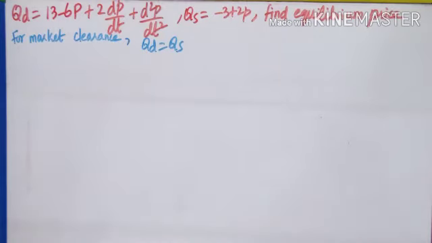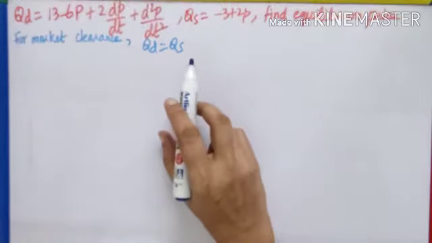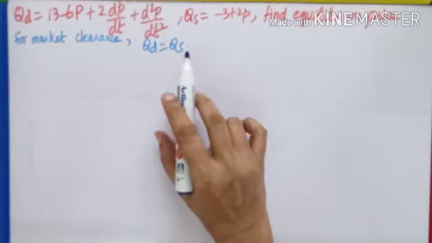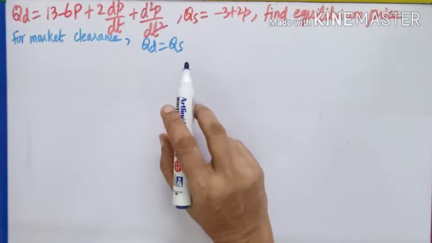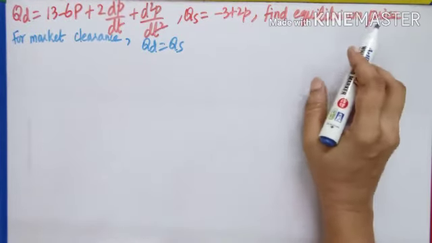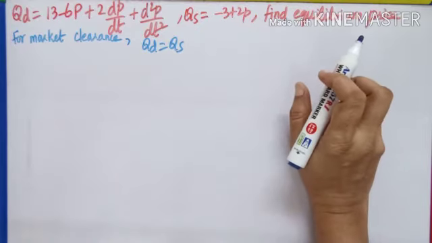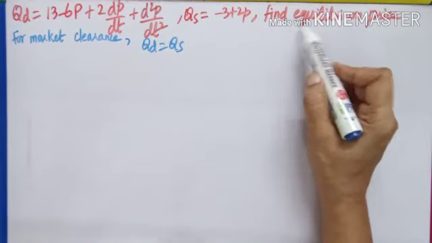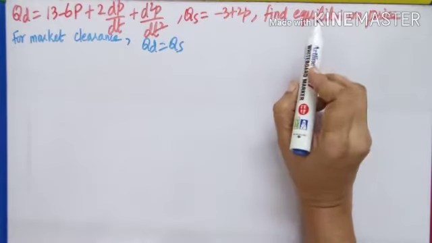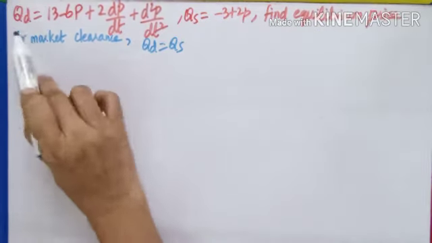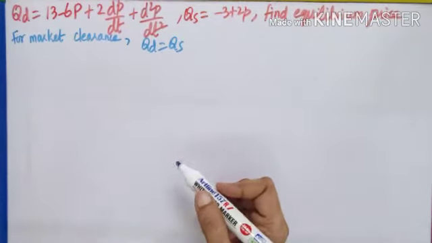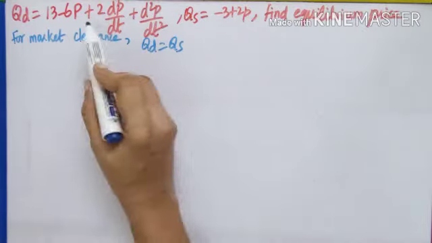Question number 13. Most important application of differential equations. We are finding the equilibrium price for market clearance. Let us remember, whenever the word equilibrium or market clearance is coming, QD equals QS. So we are given QD and QS, two functions.